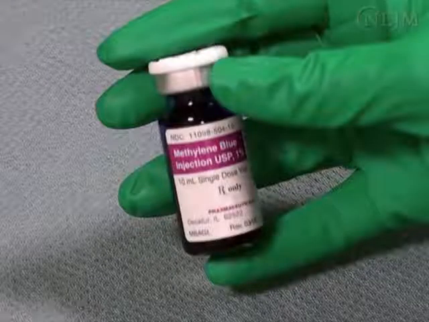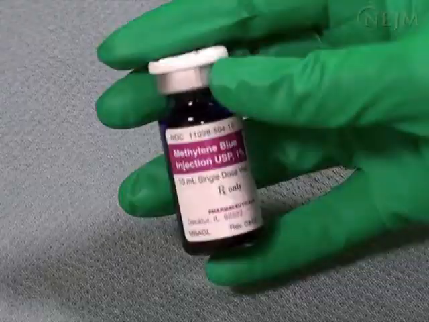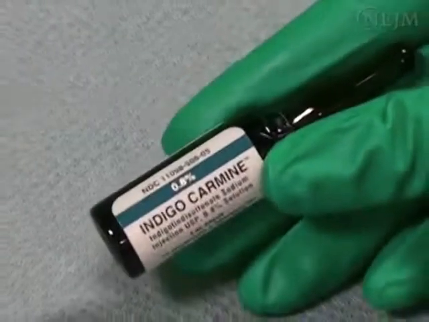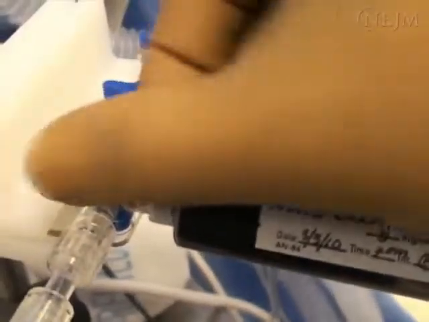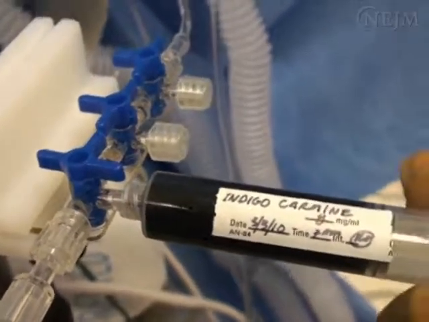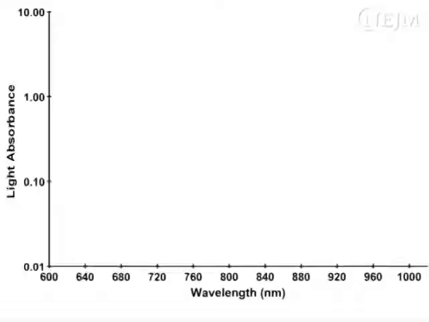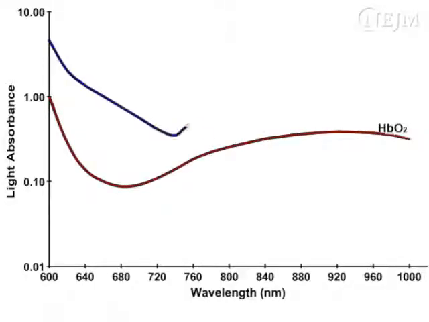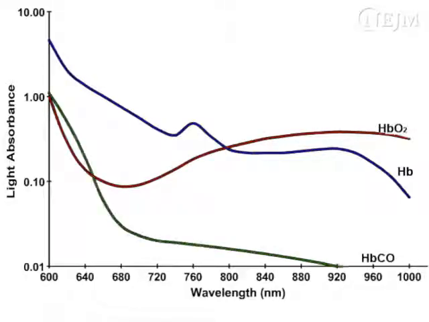The presence of intravascular dyes such as methylene blue or indigo carmine may alter the red and infrared light absorption properties of the blood and tissues, also resulting in an inaccurate reading. Non-functional hemoglobin can also result in inaccurate pulse oximeter data.